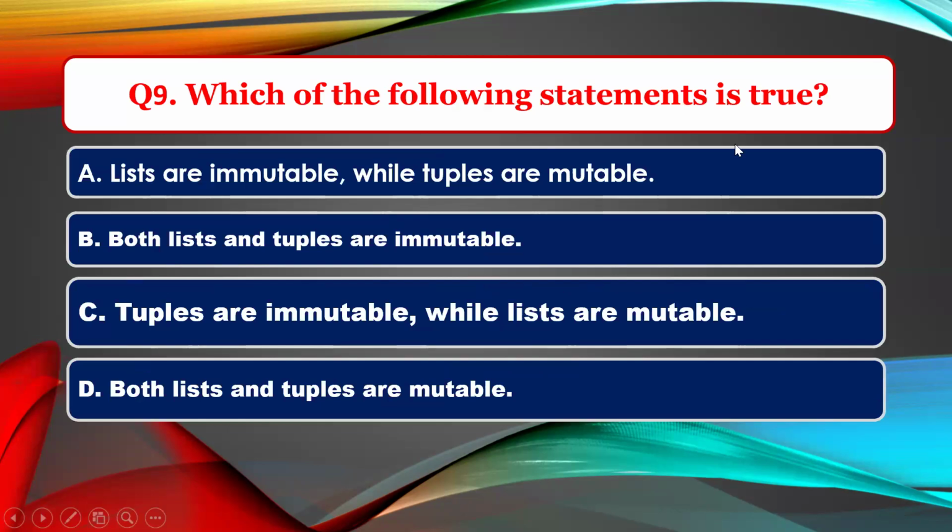Now, which of the following statements is true? List is immutable while tuples are mutable. Both list and tuples are immutable. Tuples are immutable while list is mutable. Both list and tuples are mutable. Which one is correct?